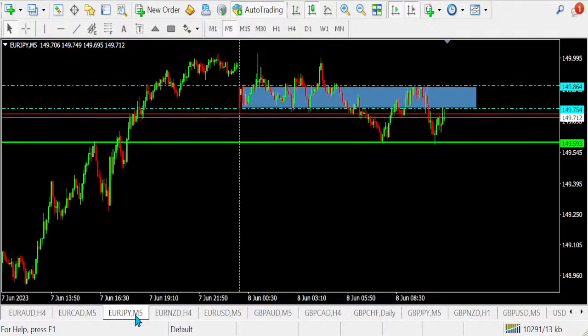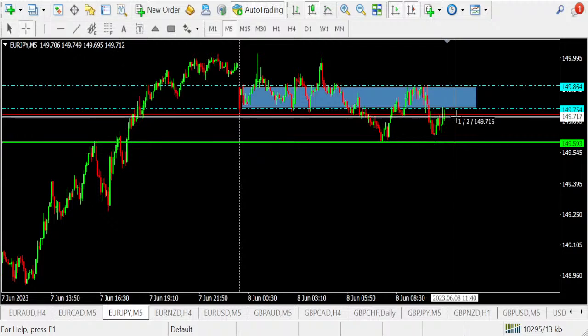Then for euro yen, we are stuck here. But something good about euro yen is that, like I said, it's going to come back here, retest and form a new resistance. Yes, that will be good. That will be so good.